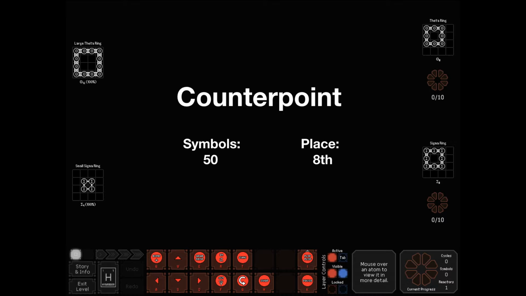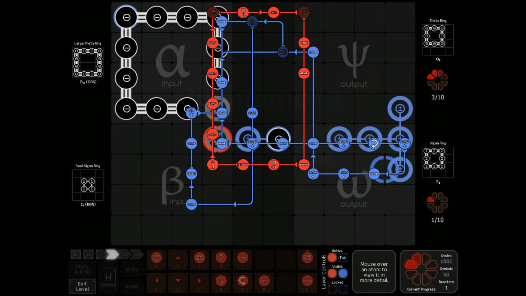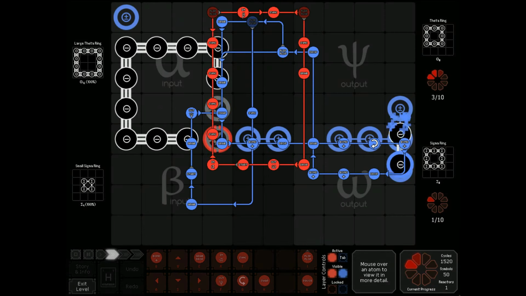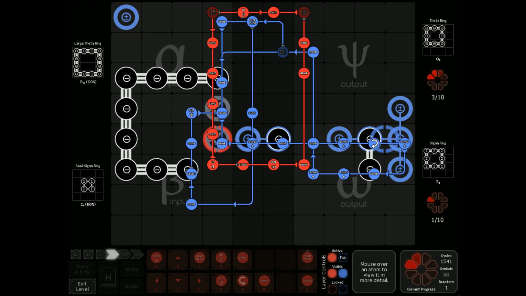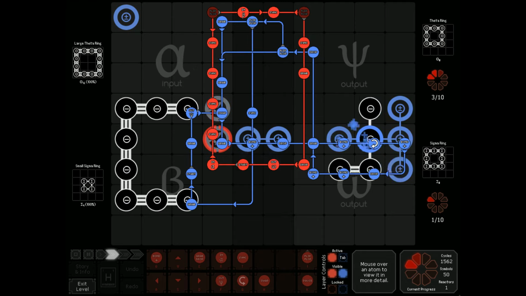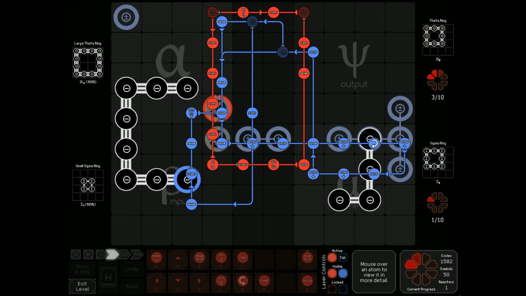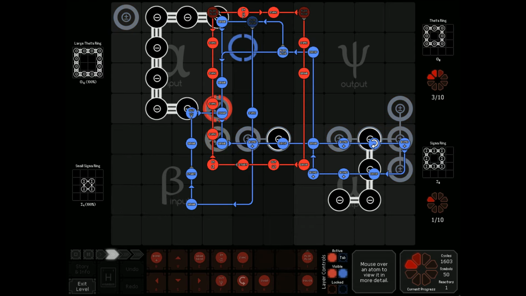Counterpoint also uses sinks to count, but doubles back on most of them to save on symbols. The design also attempts to complete output rings while there are no atoms available to be added to them, resulting in a reduced symbol count in exchange for a lot of downtime.